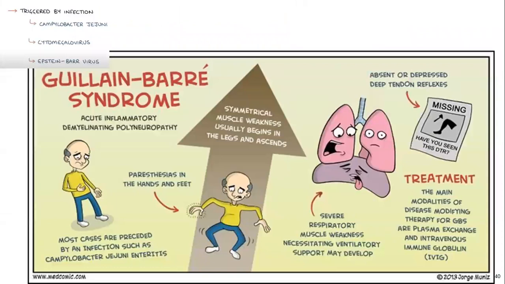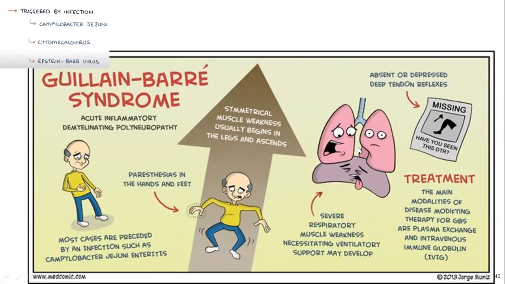In this picture, we can see a man attacked with GBS. It is called acute inflammatory demyelinating polyneuropathy. Most cases give a history of infection such as Campylobacter jejuni or cytomegalovirus. Here we are showing the paresthesia in the upper and lower extremities, symmetrical muscle weakness that usually begins in the legs and then ascends. And finally, you see the lungs get involved.